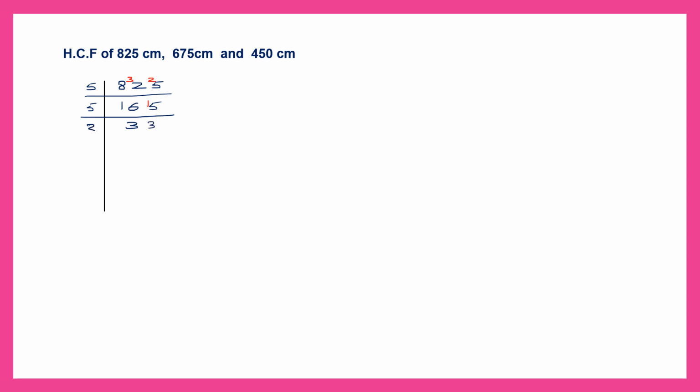Now we can take 3. 3 into what is 33? 3 elevens are 33. And 11 itself is a prime number. So 11 ones are 11. So we have all the prime factors of 825. Let's write it down. 825, the prime factors are, starting with the smallest number, 3 into 5 into 5 into 11. Now let's find the prime factors of 675.